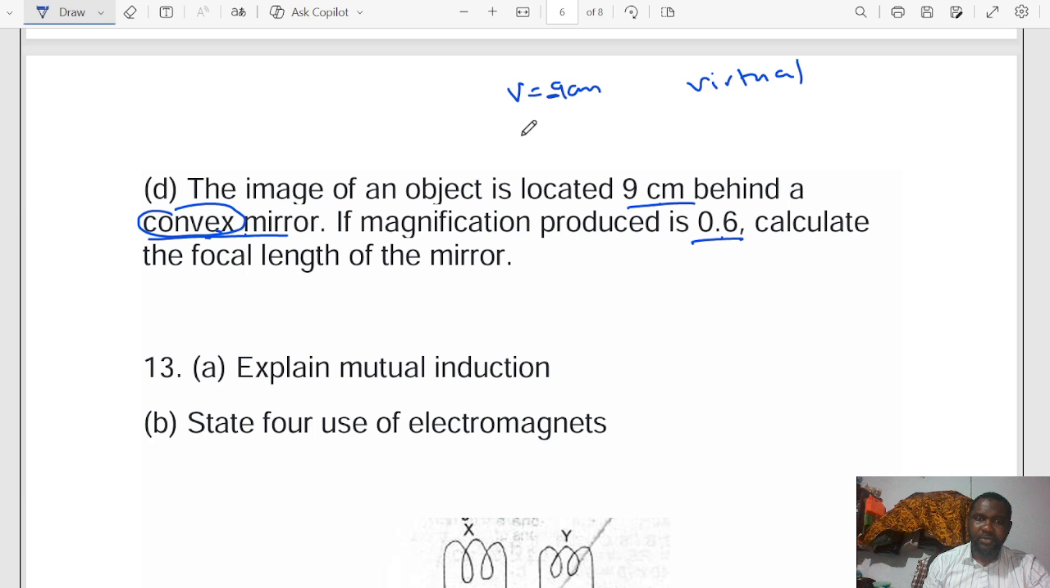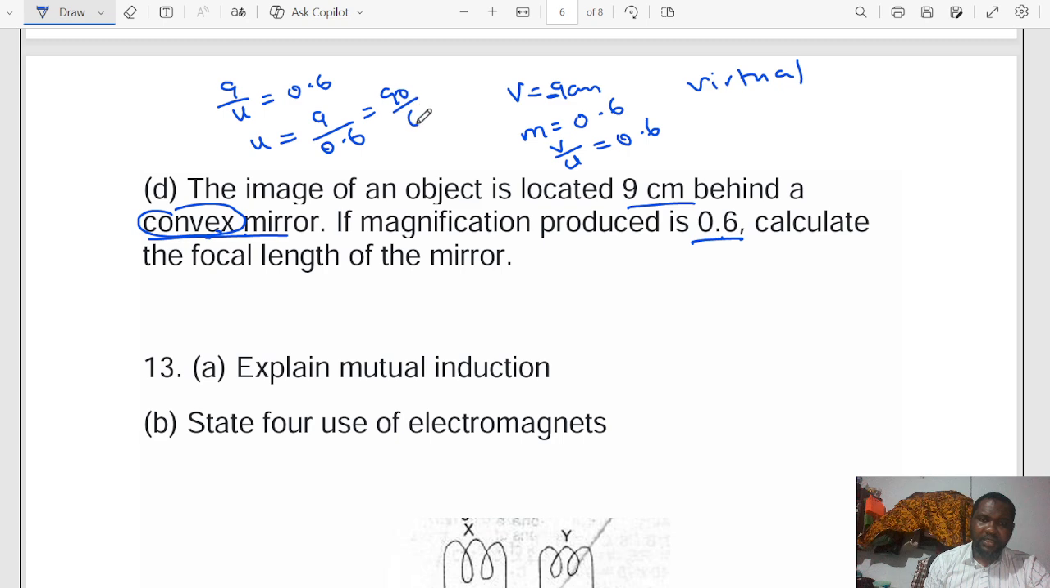So magnification is simply the image distance over object distance, equal to 0.6. With this we can find u, especially since v is 9 centimeters. I can say 9 divided by u is 0.6. If you cross multiply, you are going to have u equal to 9 divided by 0.6, which is the same thing as 90 divided by 6, which is 15. So u is 15 centimeters.